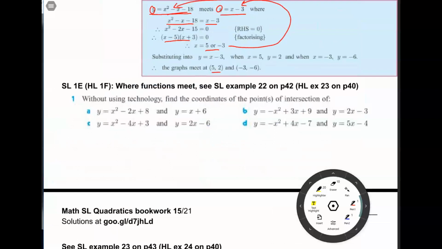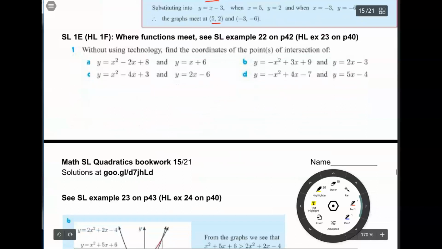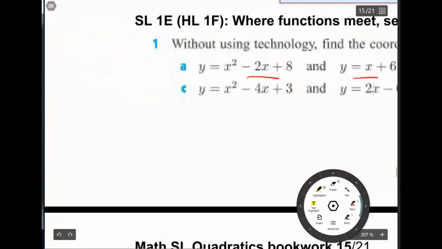So, in this section, we're going to do exactly that. Without using technology, find the coordinates of the points of intersection of these pairs of functions. So each one is a quadratic together with a line. So let's do this for A.